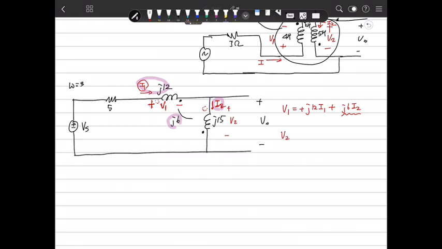In the same way, V2 has two terms. What is that? j15 I2 and coupled j6 I1. Because I2 is going into the positive direction of V2, this term is positive, and I1 goes to the non-dot terminal here, so this term is positive too. That is the same direction of V2, so this is positive.